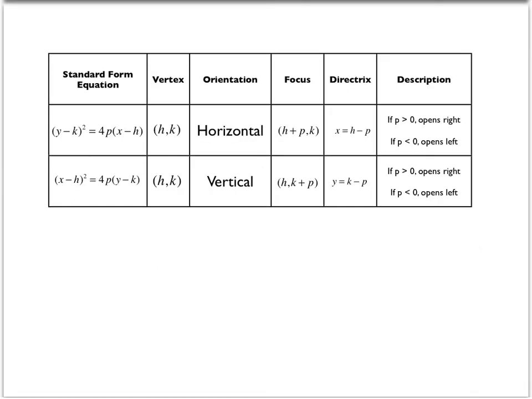Now here's a nice chart that would be wise for you to copy down, so you may want to pause this and copy this chart down. Again, we have our standard form equations, two of them for parabolas, depending whether they have a horizontal orientation or a vertical orientation, as you can see here. And the vertex is the same as it has been, (h, k). Focus point, remember there's only one point here, a little bit different, and we'll get to that as we go through some examples, but make sure to get this chart down in your notes.